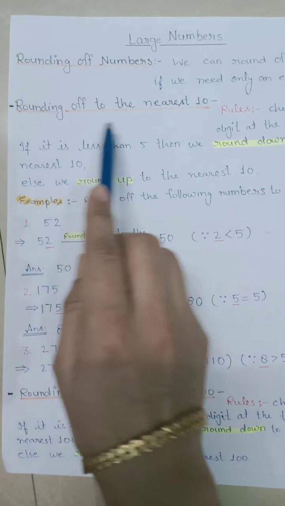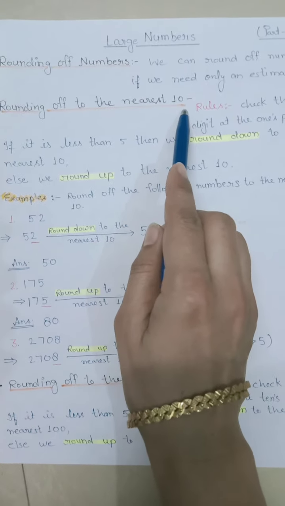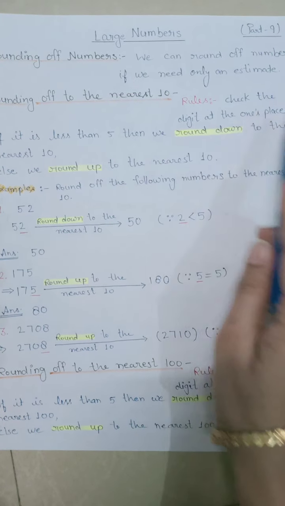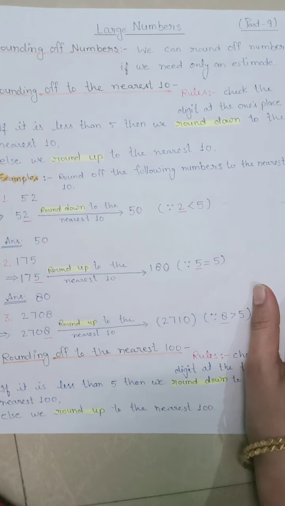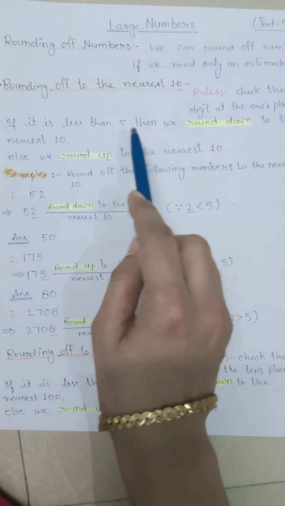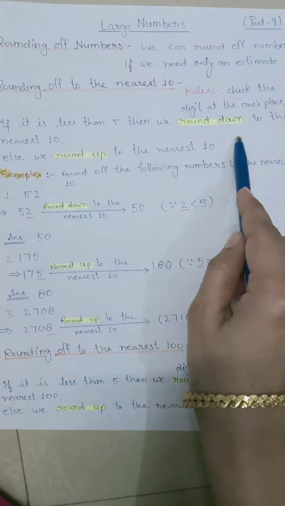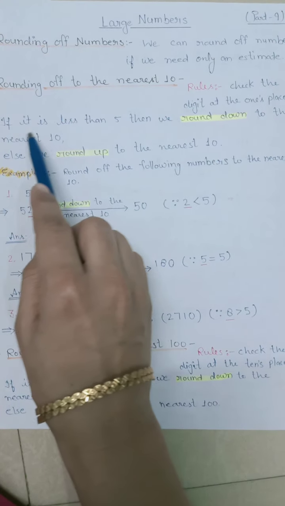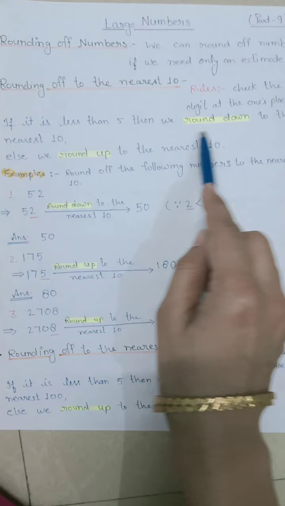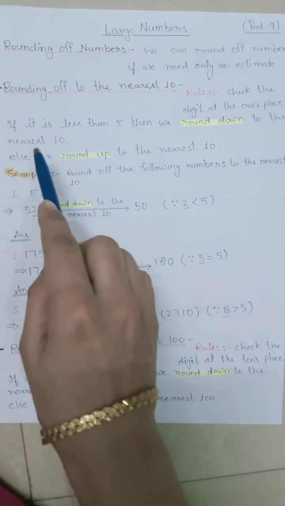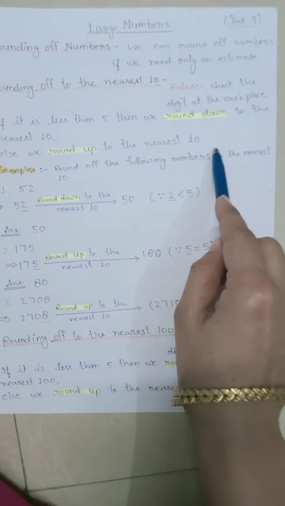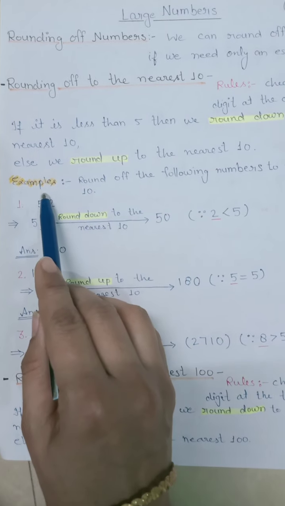The first case is rounding off to the nearest 10. So what will be the rule for this? The rule is: check the digit at the ones place. Note it: if it is less than 5, then we round down to the nearest 10. Else, we round up to the nearest 10. Here I am showing this with some examples.